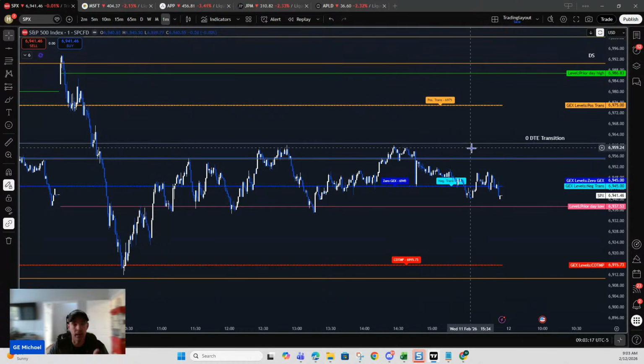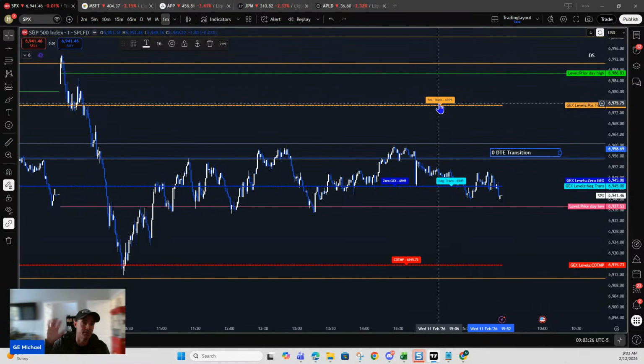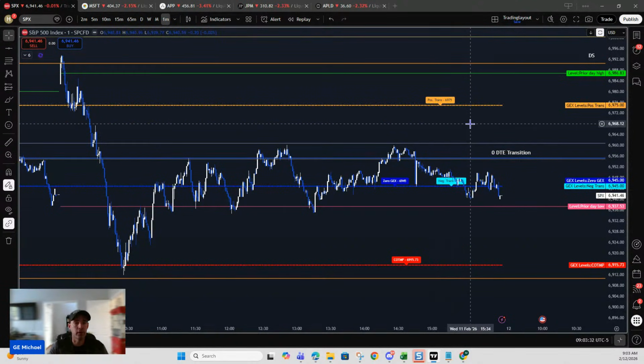So what I do is I overlay both. I put 0 DTE transition. I do GEX and DEX, the blue and gray box here. And then I have the full expiry as my background script. So you could flip those if you want. But what I like to look at is when there's a greater confluence of both of those levels, then it gives me a greater confidence in my trading.